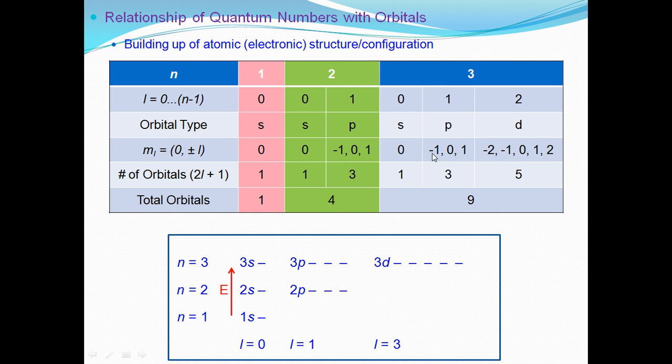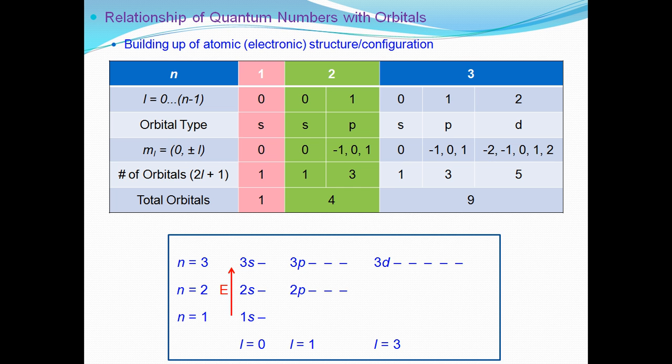We know that there are three values of ml, minus 1, 0, and 1, and that's a total of 3 orbitals. But when we have L equal to 2, that is the d orbital, and what are the ml values? ml is equal to 0 plus or minus L. Since L is equal to 2, we're talking about a maximum value of plus 2 and a minimum value of minus 2.